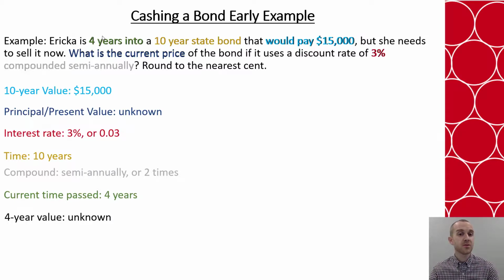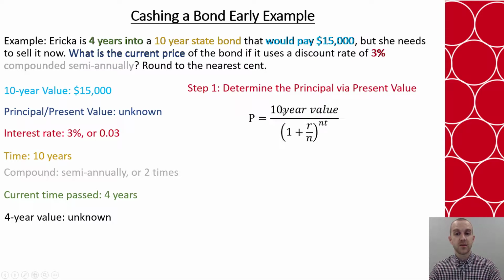The first thing we have to do is determine the principal or present value. The way we do this is we act like the bond has 10 years to go from right now. That will tell us what it is worth at the very beginning. So we're going to use all the information and ignore this whole 4-year component. We start with the $15,000 for the 10-year. We're going to use the compounding semi-annually and the interest rate, and we're going to act like we have 10 years to go on this bond. So that's the starting point: where we are at the very beginning, as if we're going 10 years out from right now.